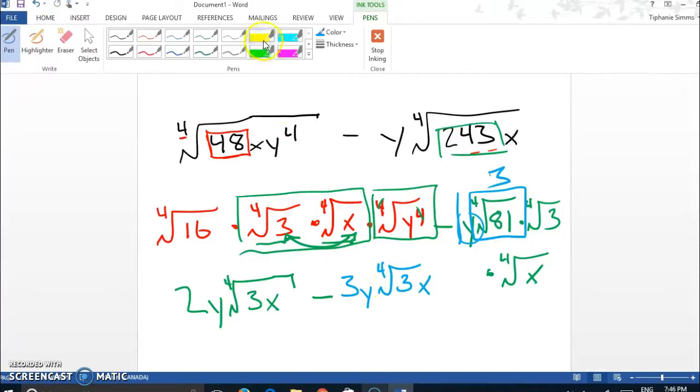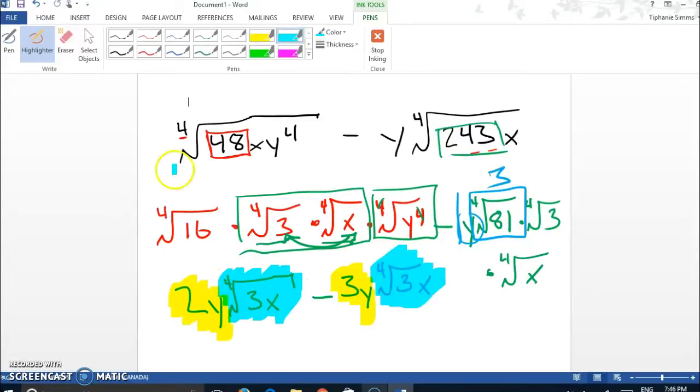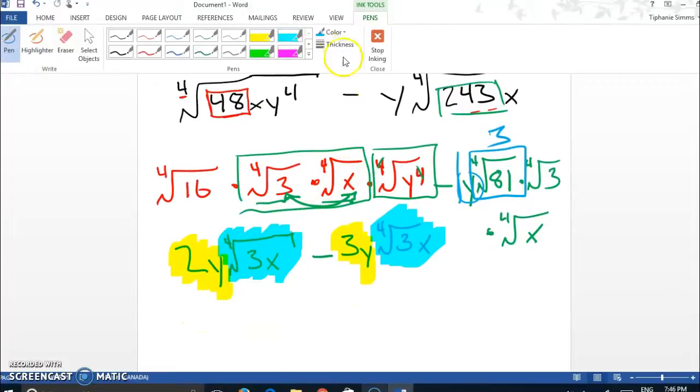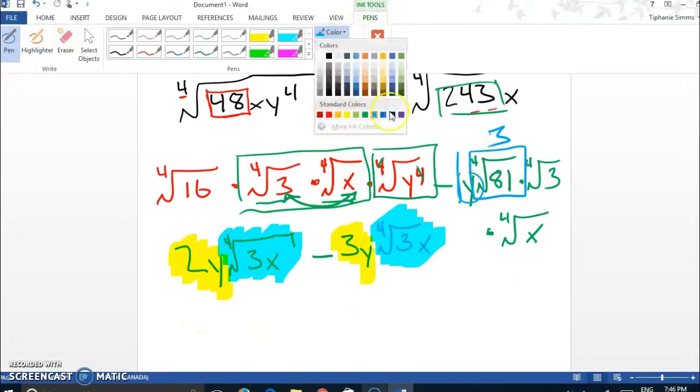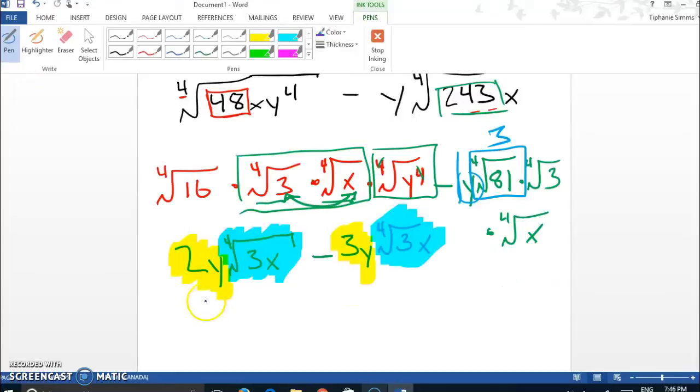So you can see kind of what's happening here. I have like terms. I have 2y and 3y, so I can deal with that. And I have like roots as well. I have the fourth root of 3x and the fourth root of 3x. So now, lastly, just to finish this off, we're going to combine like terms.